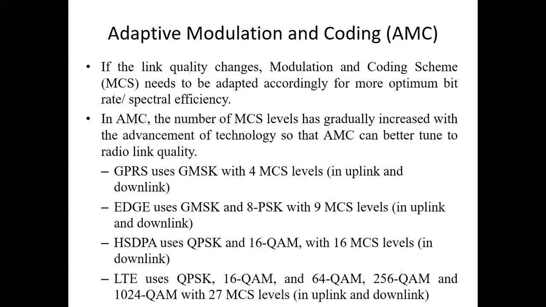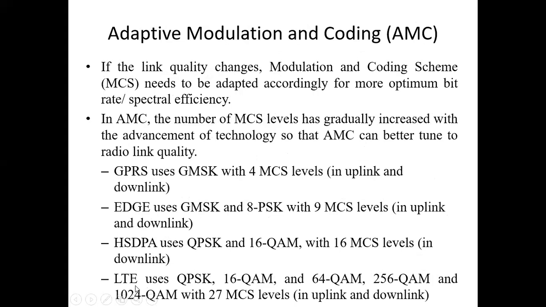The number of MCS levels you have for GPRS, as I said, is only 4. For EDGE, you have 9 MCS levels, 4 under GMSK, 5 under 8 PSK. For HSDPA, there are 16 MCS levels with 2 different modulation options. So a number of code rates.